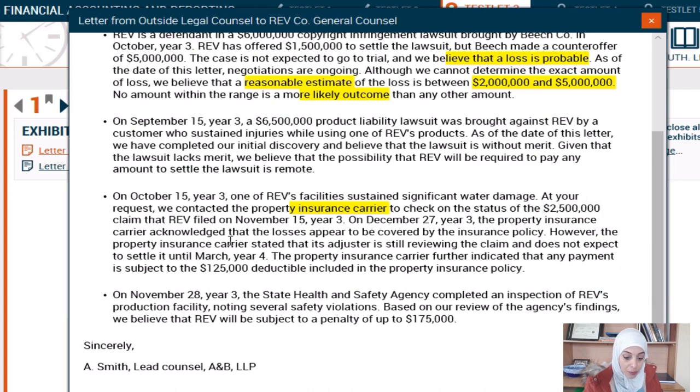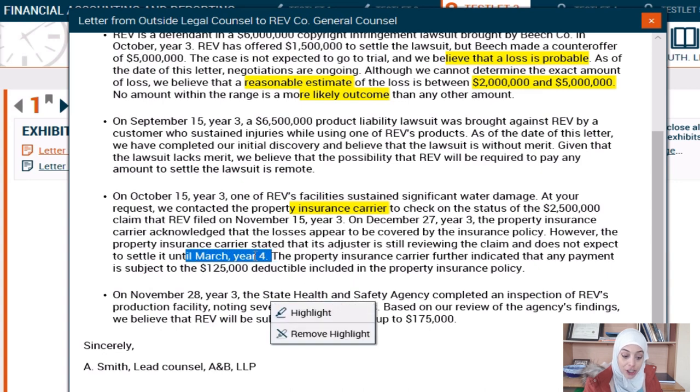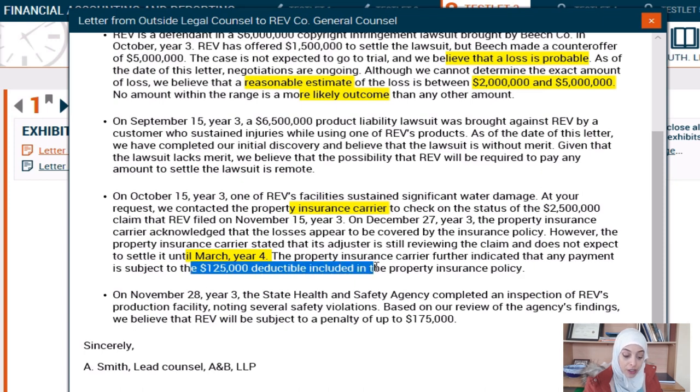On December 27, year three, the property insurance carrier acknowledged that the losses appear to be covered by the insurance policy. However, the carrier stated that its adjuster is still reviewing the claim and does not expect to settle it until March year four. The carrier further indicated that any payment is subject to the $125,000 deductible included in the policy. So this letter from the outside legal counsel says that RIF already has a claim for significant water damage. As we can see, the carrier is still reviewing the claim and does not expect to settle it until March of year four.